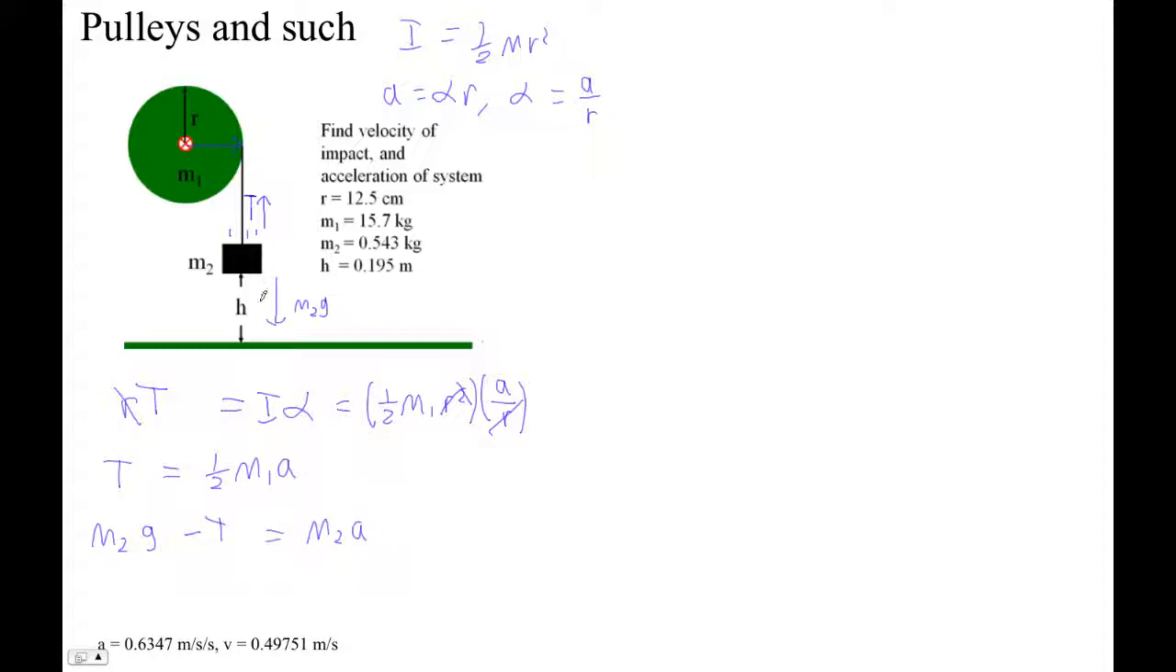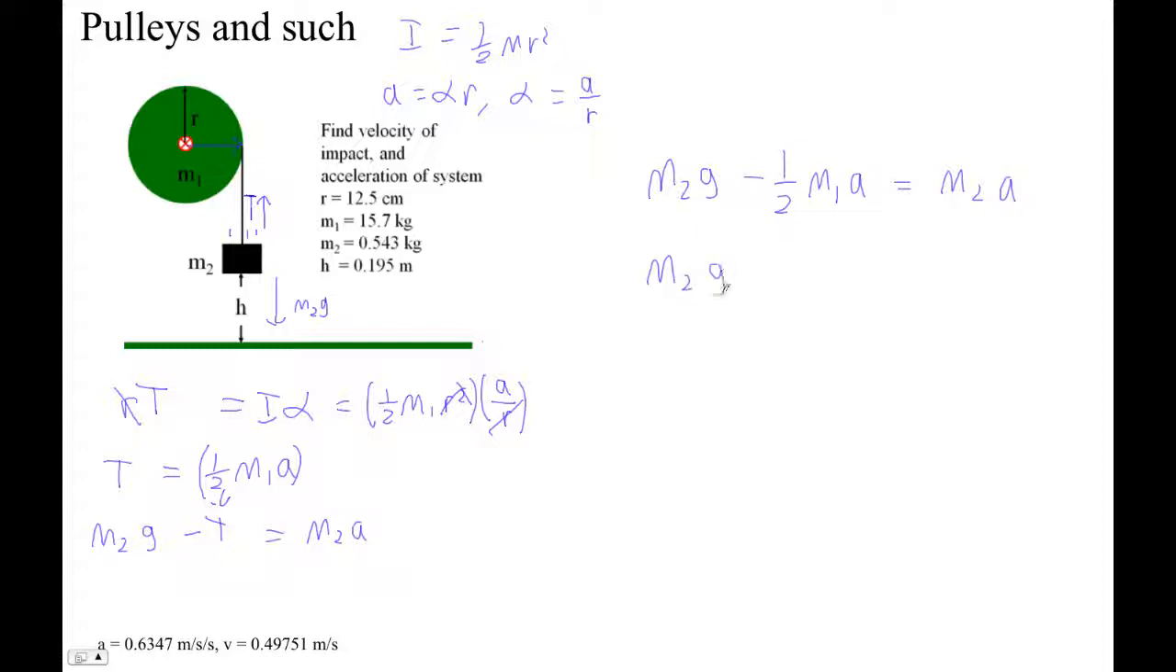This is at least somewhat familiar from our pulley problems. Remember, I'm making the acceleration positive here. So m2 g is the protagonist minus the antagonist. Now obviously all I have to do is substitute this for that, and I'll have an expression for a. So m2 g minus, now instead of T, I'm going to put 1/2 m1 a, equals m2 a.